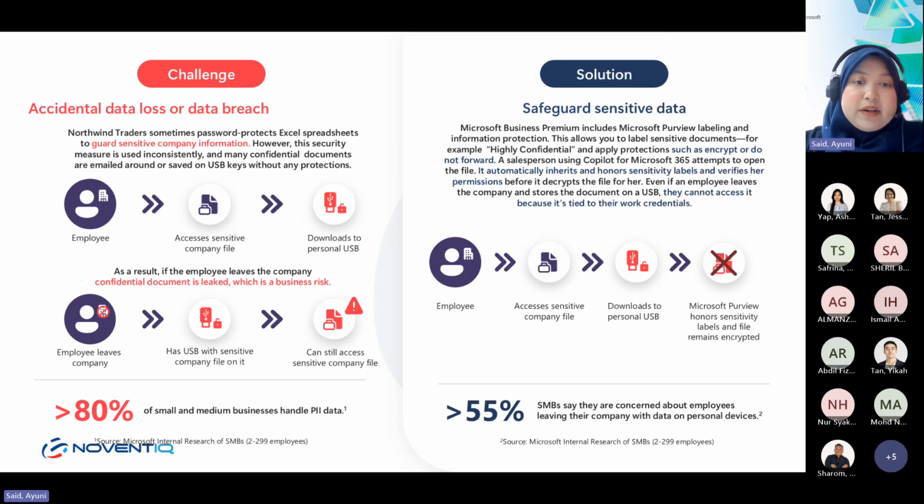This will automatically inherit and honor sensitivity levels, and also verify the permissions before decrypting the file. For example, if they want to download the file, it will download with the sensitivity label as well. So even though it's downloaded to a personal USB, the sensitivity level is still there and the data is still encrypted, right? This is one important thing that I want to highlight here.